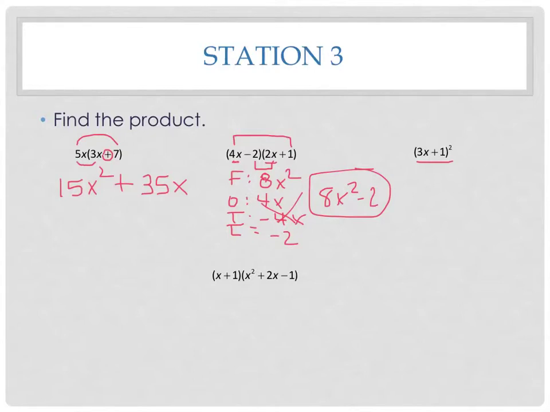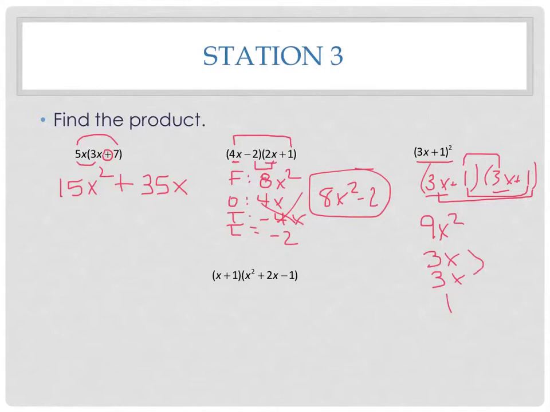Here we're going to do 3x plus 1 squared. Well, that's the same thing as 3x plus 1 times 3x plus 1. So again, I can use FOIL. 3x times 3x, first term would be 9x squared. The outside is 3x times 1 is 3x. The inside 3x times 1 is 3x. And the last, 1 times 1 is 1. 3x plus 3x is 6x, so my final answer is 9x squared plus 6x plus 1.